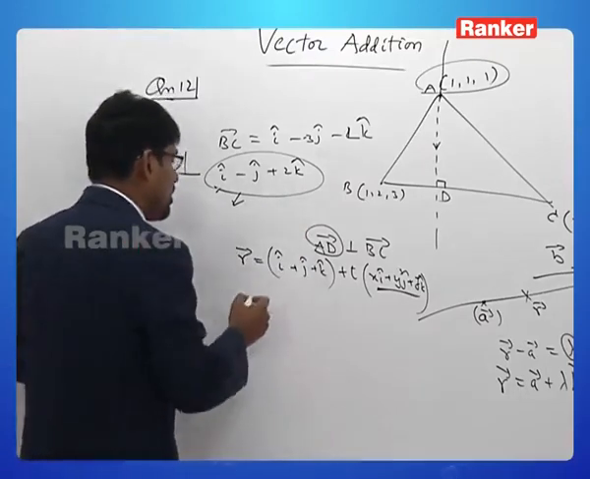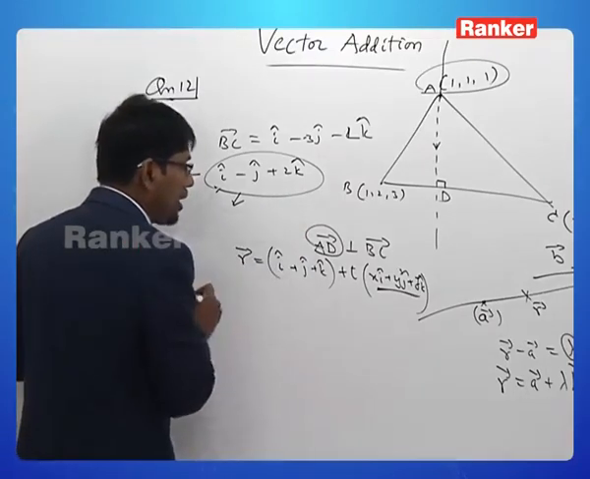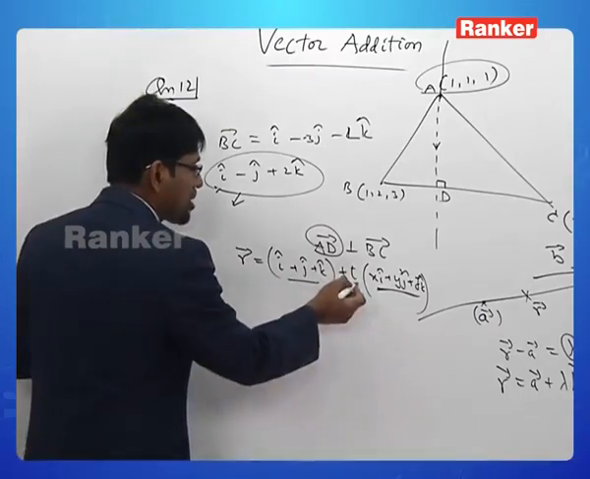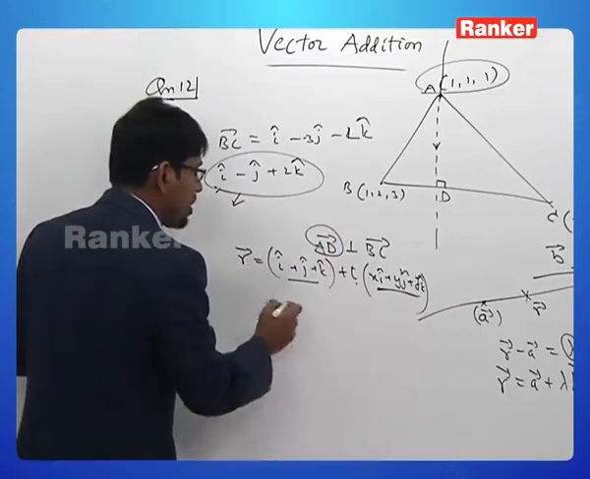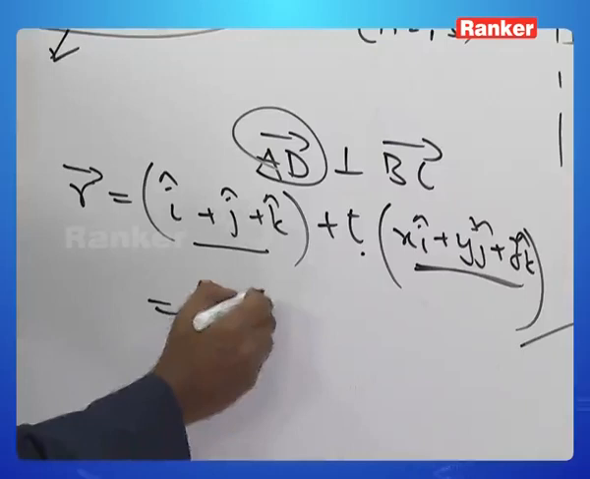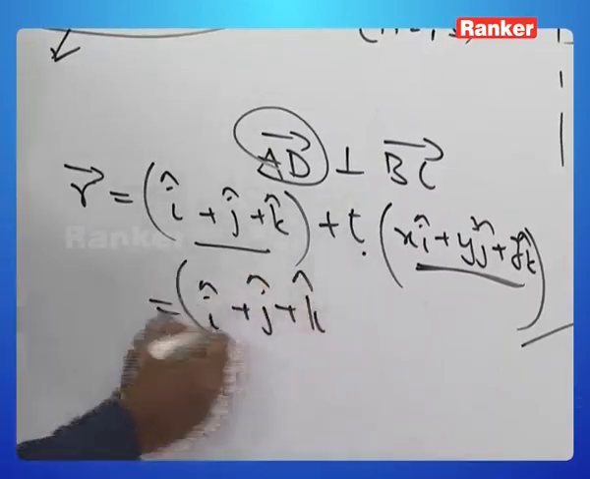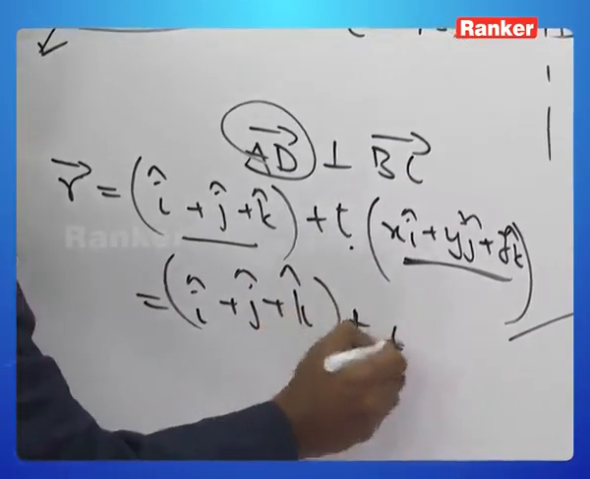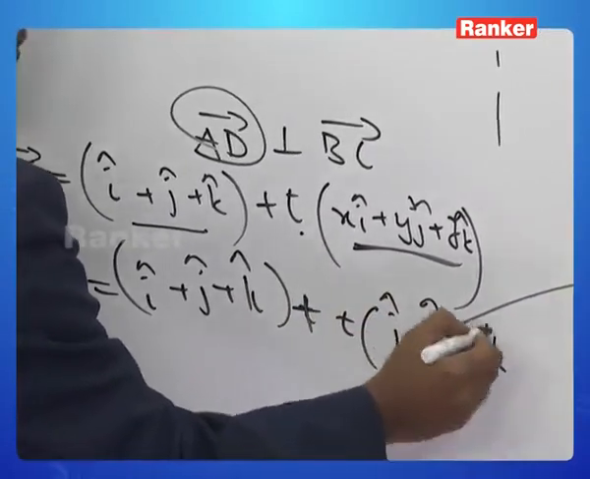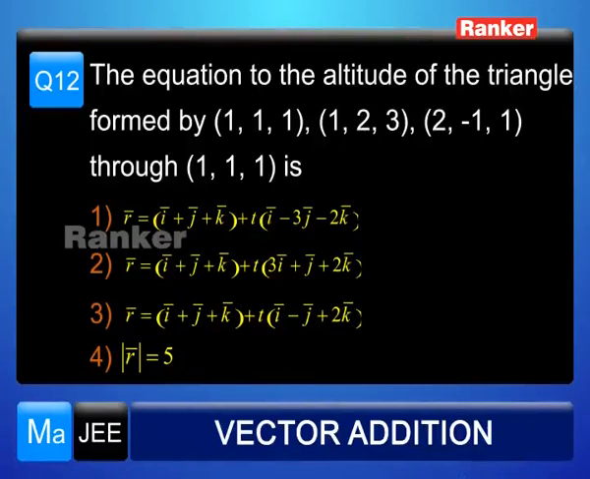Therefore, we can write the vector form of the equation of the line AD to be r bar equal to i plus j plus k plus t times of this i minus j plus 2k. So, I have here r bar equal to i plus j plus k plus t times of i minus j plus 2k. So, option 3 is the right answer.